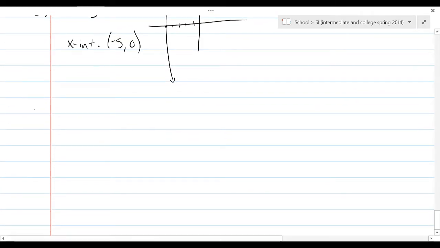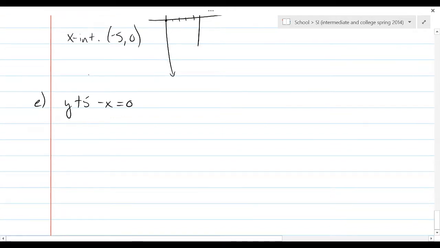All right, letter E. We've got y plus 5 minus x equals 0. Well, all right, how do I do this one? The same way I've been doing them. Let's go ahead and set y equal to 0 to solve for my x-intercept. So I've got 0 plus 5 minus x equals 0. So I add x to both sides, and I get 5 equals x. Of course, that's a line, so the x-intercept is 5, 0.